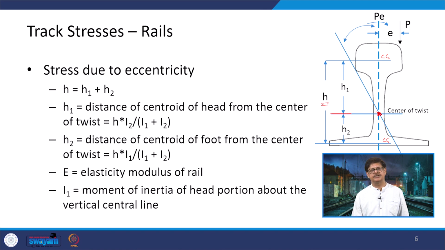So, this small h is nothing but H1 plus H2 overall. Now, this H1 is the distance of the centroid of the head from the center of the twist and can also be calculated using the characteristics here, which is nothing but I2 divided by I1 plus I2, and in the case of H2 it can be I1 divided by I1 plus I2. So, that is how those two values can be calculated.